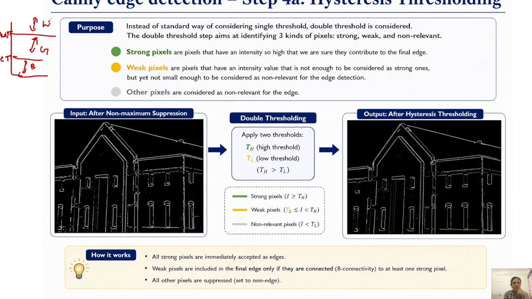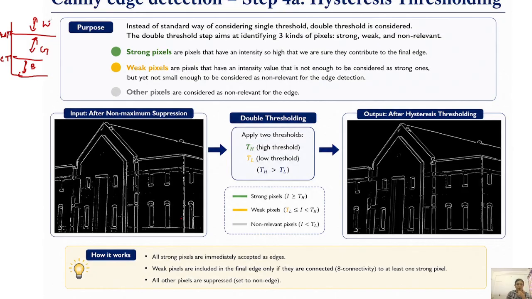So what are strong pixels? Strong pixels are pixels that have an intensity so high that we are very sure they contribute to the final edge. Those are the white pixels. Weak pixels are pixels that have an intensity value that is not enough to be considered a strong edge, but yet not small enough to be considered non-relevant for the edge. Other pixels are non-relevant for the edge. Between them, for the gray pixels, there is a chance that it can be an edge, and a chance that it cannot be an edge. There is where the confusion starts.